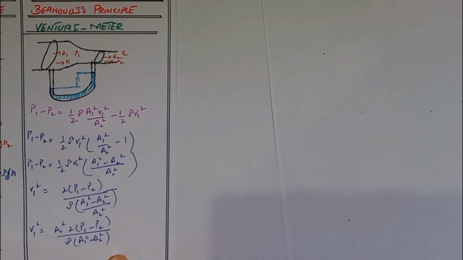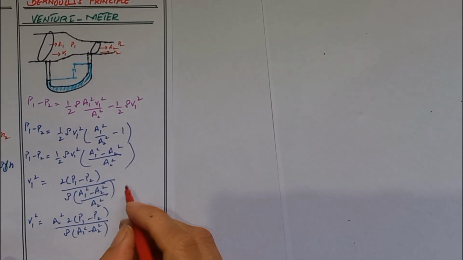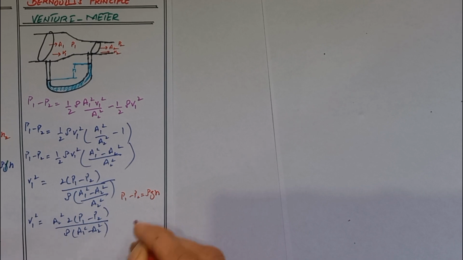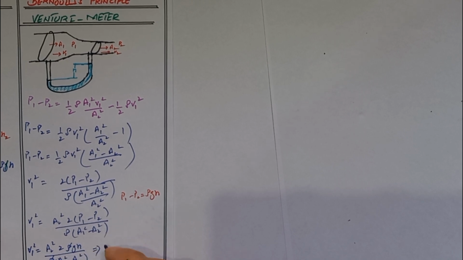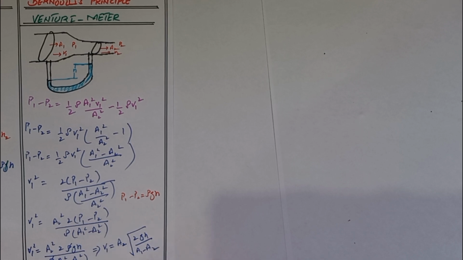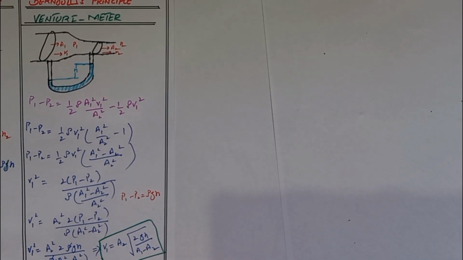We know that P1 minus P2 is equal to rho G H. So put it here. V1 square is equal to 2 rho G H divided by rho, times A2 square over A1 square minus A2 square. This will cancel. So finally we get V1 is equal to A2 times the square root of 2 G H over A1 square minus A2 square. This is the velocity of the fluid that flows in the Venturi meter.